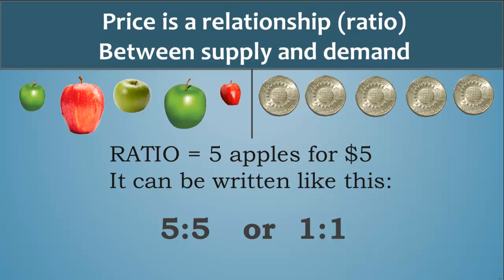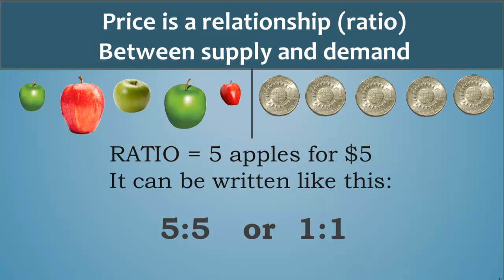It can be expressed like this, 5 for 5, or written like this, 5 with a colon between it and then the other 5. This is a way of saying that you can get 5 of one thing in exchange for 5 of another. In the case of our apples and dollars, it can be expressed as a 5 for 5 ratio, which is the same as saying a 1 for 1 ratio. Often the word "to" is used when we express a ratio. So the ratio is 5 to 5 or 1 to 1.